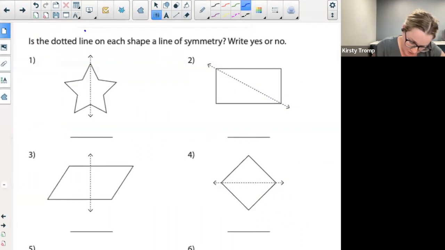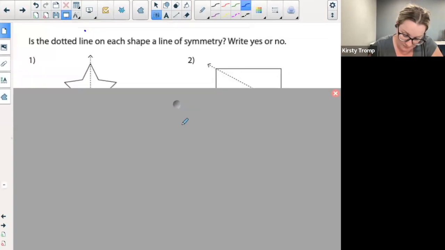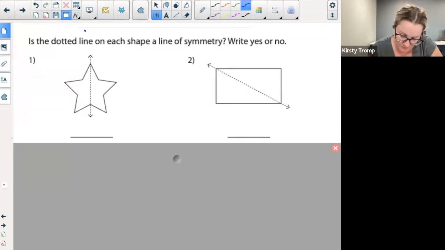All right, so we're going to have a look at some images now, some drawings, and we're going to decide, are the dotted lines lines of symmetry? So that's the first thing we're going to decide: the dotted lines that are drawn, are they lines of symmetry or are they not? So first of all, here are two drawings for us.